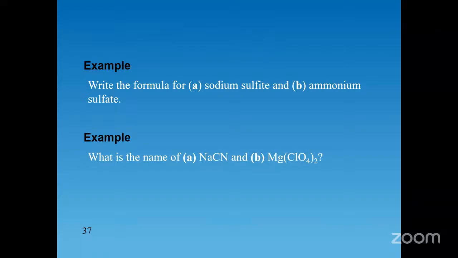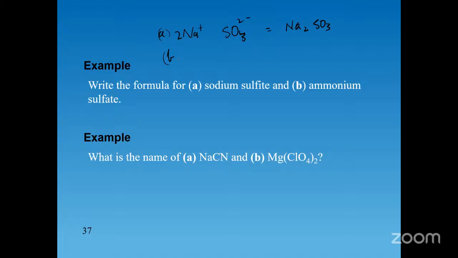Okay, so let's look at these examples. The first question is asking you to write down the formula for sodium sulfite. So what you do, of course, is go to the periodic table and look for the formula for the sodium ion, which would be Na+, and the formula for the sulfite ion, which would be SO3 2-, right? Again, we have to make sure that the total charges cancel out. In order to achieve that, we have to multiply the sodium by 2. So when we put this together, the formula becomes Na2SO3, all right? That's the answer for the A part.